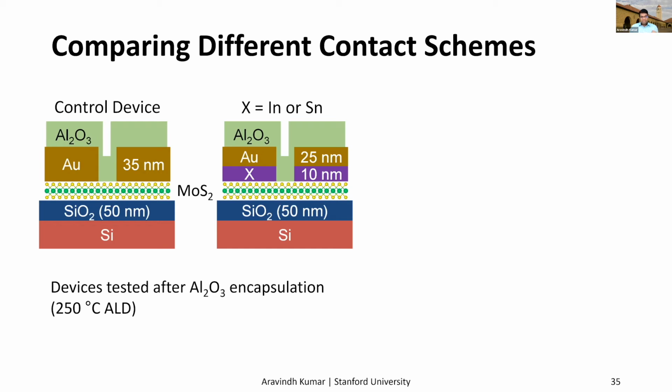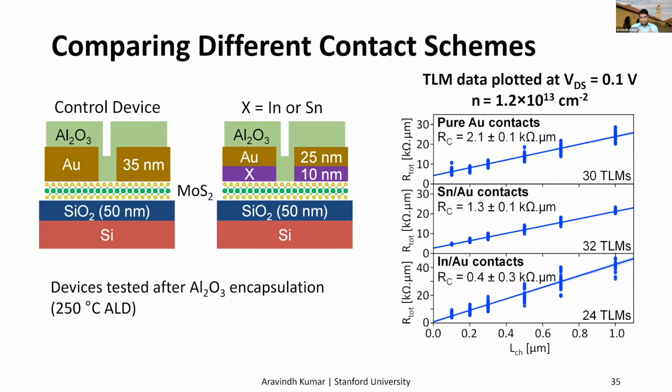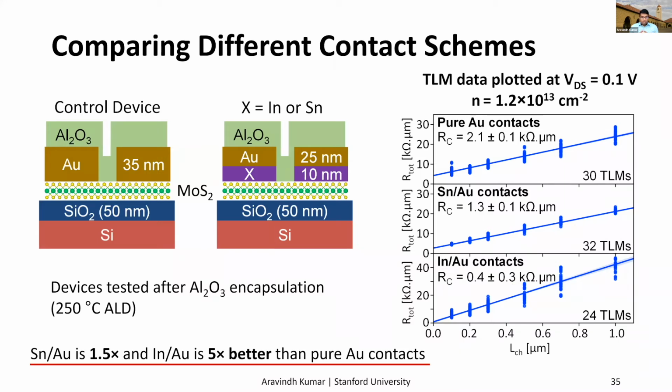We tested these devices after the aluminum oxide encapsulation, and the TLM fits are shown on the right. So pure gold gives us an RC of 2.1 kilo-ohm micron. Tin-gold shows 1.3 kilo-ohm micron, and indium-gold shows 0.4 kilo-ohm micron. So tin-gold is 1.5x and indium-gold is 5x better than pure gold contacts.